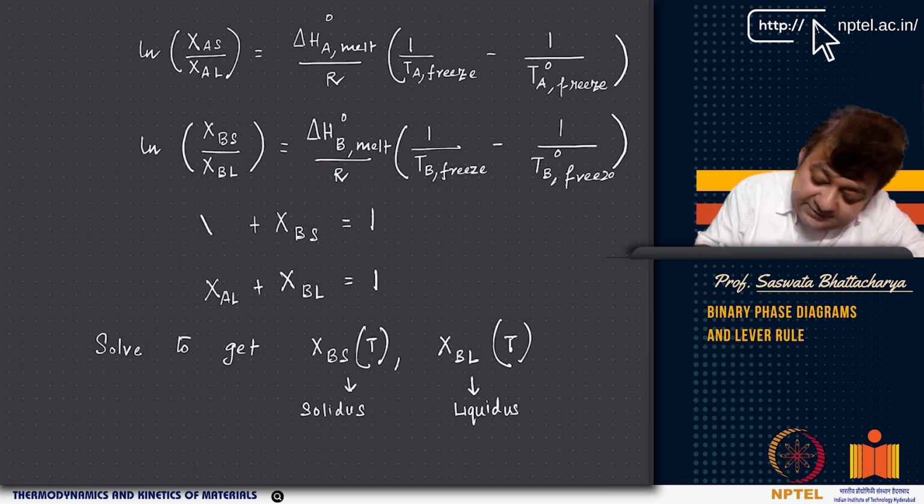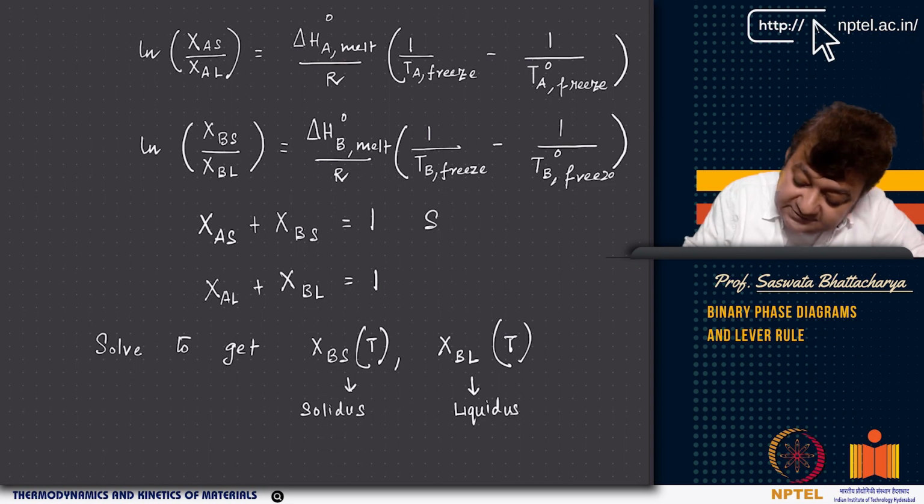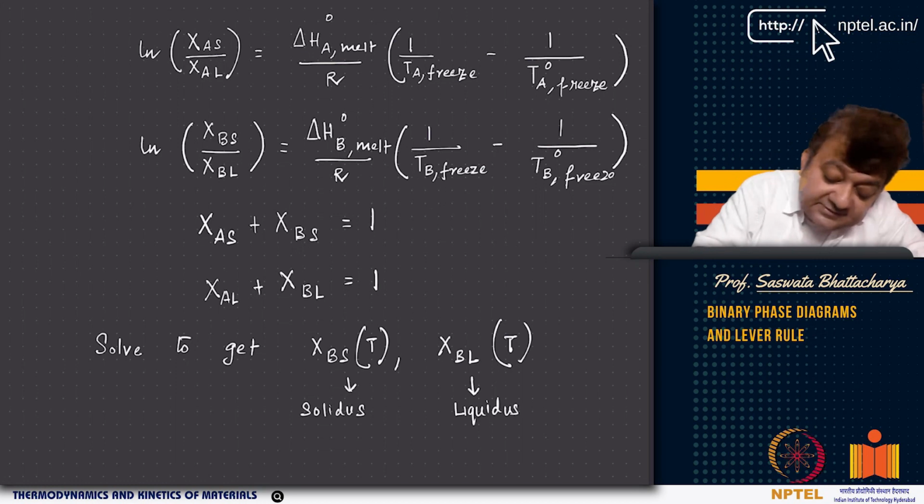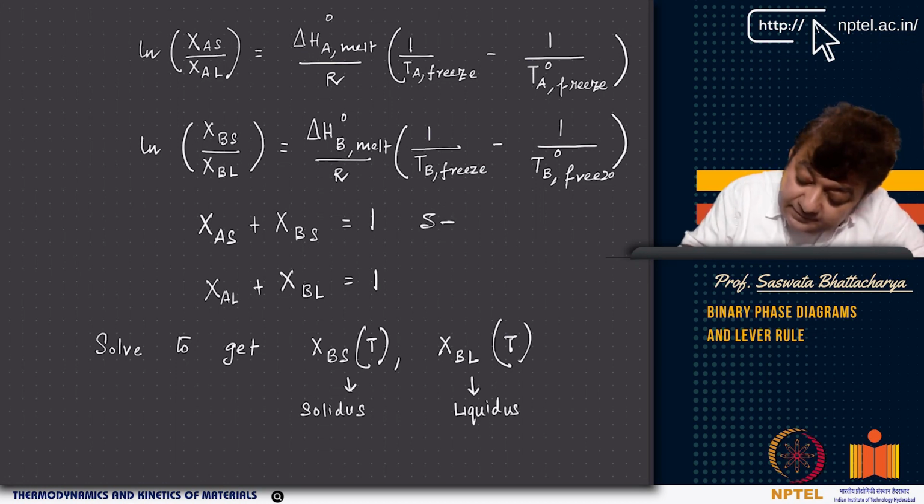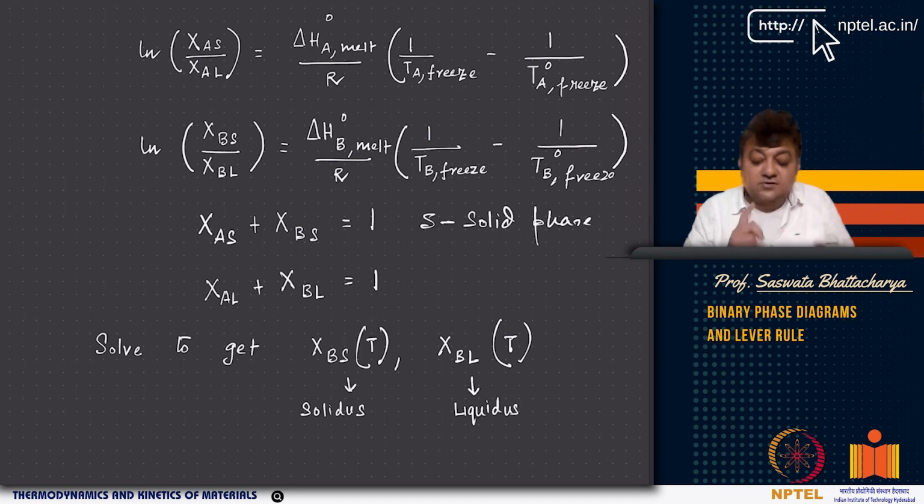So you have XAS and you have XBS. So this is the solid phase. S denotes the solid phase. There is only one solid phase because you have infinite solubility in the solid solution. So one S is a solid phase and one L is a liquid phase.